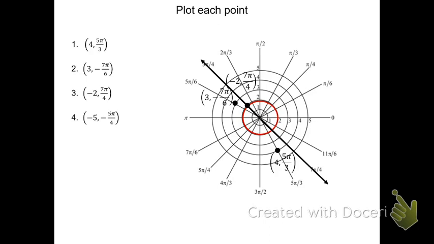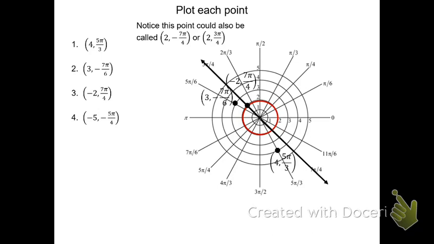Now there's multiple ways to name this. Instead of using the negative radius, we could have used the positive radius and said that this was going to be 2, negative 7 pi over 4. Or we could have used all positives and said it's really 2, 3 pi over 4. Again, there's multiple ways to do these.